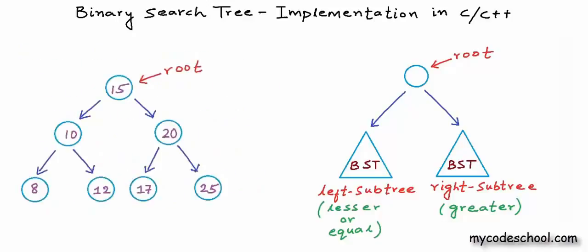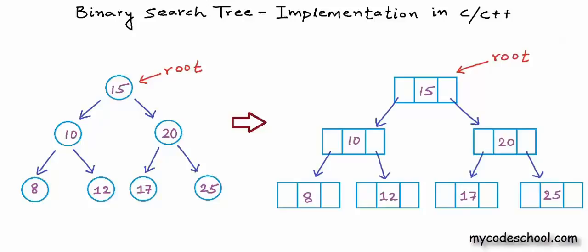I have drawn a binary search tree of integers here. Now the question is, how can we create this non-linear logical structure in computer's memory? I had talked about this briefly when we had discussed binary trees. The most popular way is dynamically created nodes linked to each other using pointers or references, just the way we do it for linked lists.